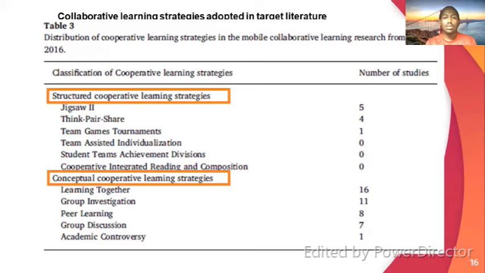Collaborative learning strategies adopted in target literature. So structural cooperative learning strategies and conceptual cooperative learning strategies are used, but conceptual cooperative learning strategy is the dominant one, especially learning together and group investigation are the most frequently used cooperative learning strategies.